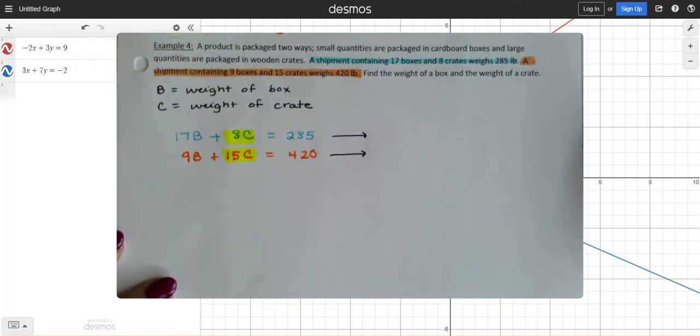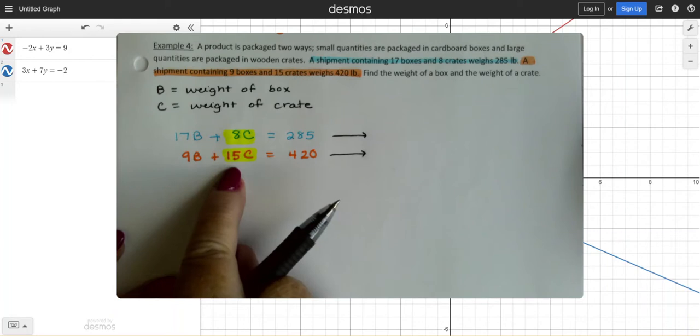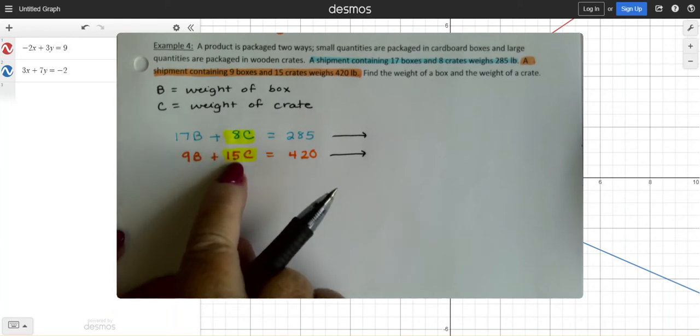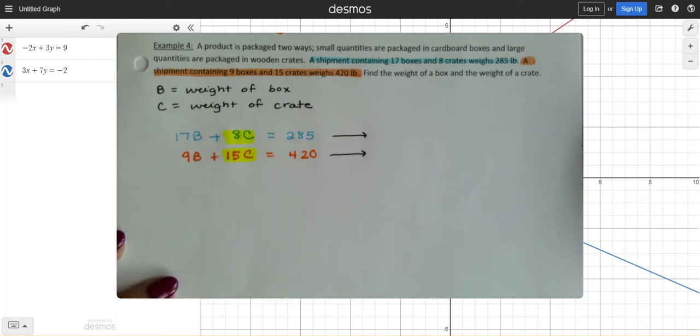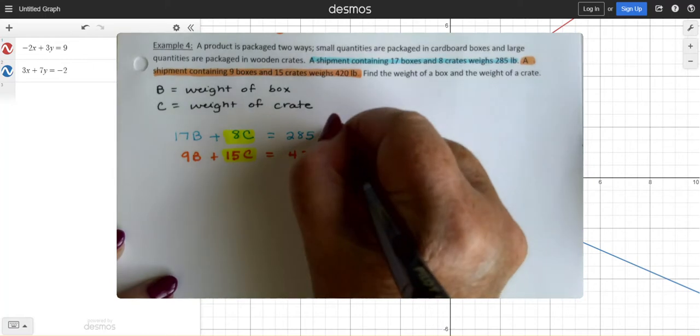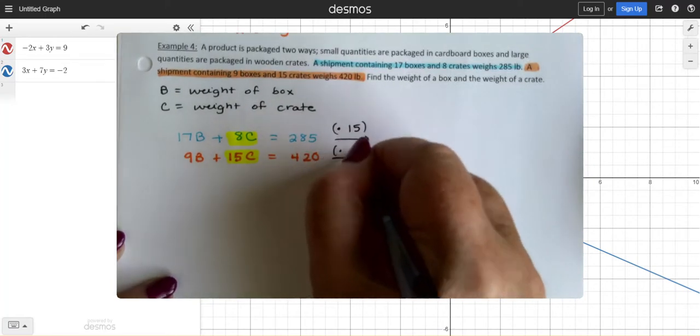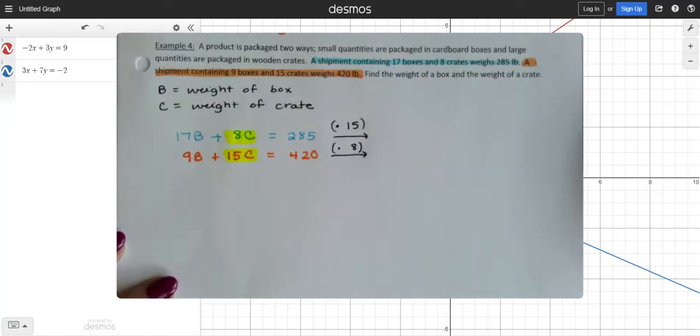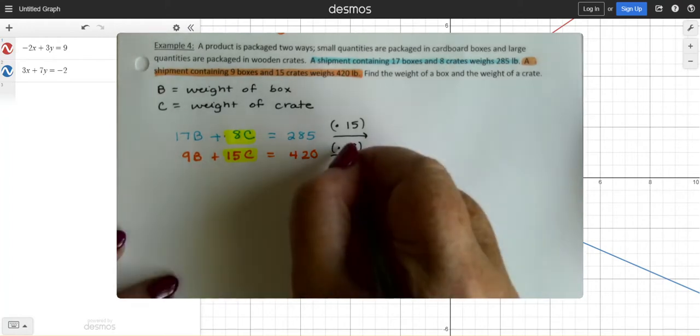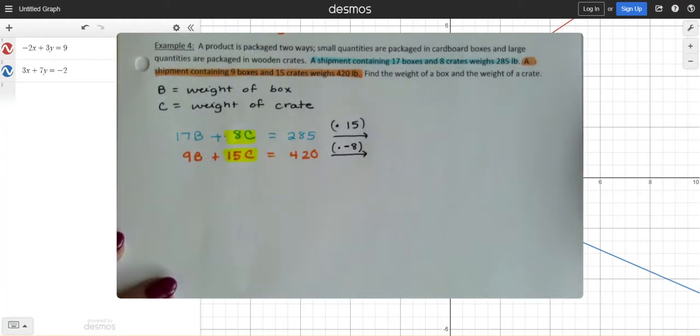As I look at this, if I multiplied this one by 15 and that one by 8, I'll get the same number, right? I actually will get the exact same number. And I wanted one of them to be negative so that I can eliminate the variable. So let's actually multiply by -8 in the second one.